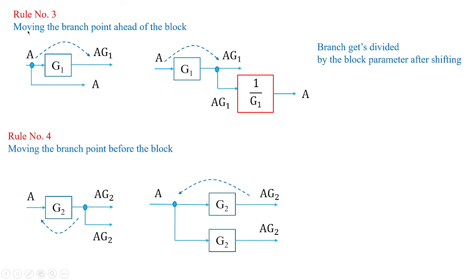Simple, when the block is moved from left to right, it gets divided. When the point is moved before the block, it gets multiplied. So this branch point moving from left to right, it is getting divided. Same branch point when it is moved from right to left, it gets multiplied. So that is the conclusion of these two rules. Please keep these two rules as basics in your mind.